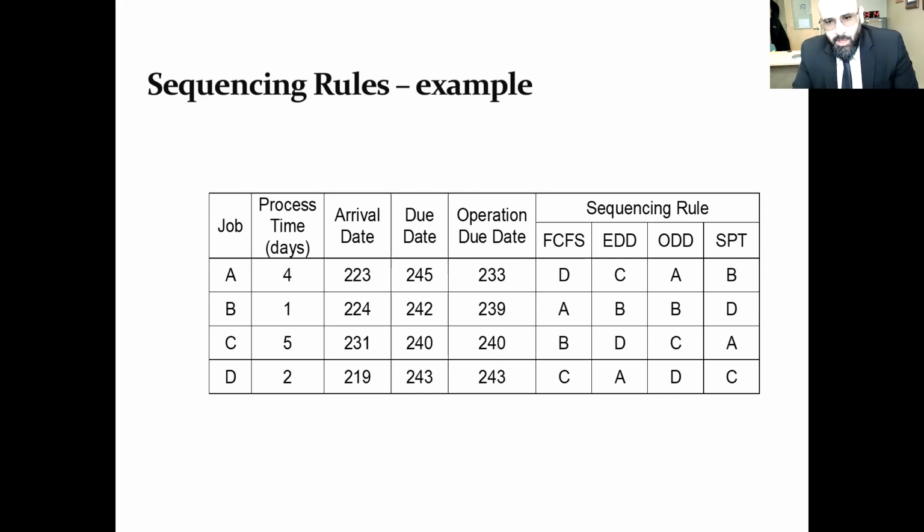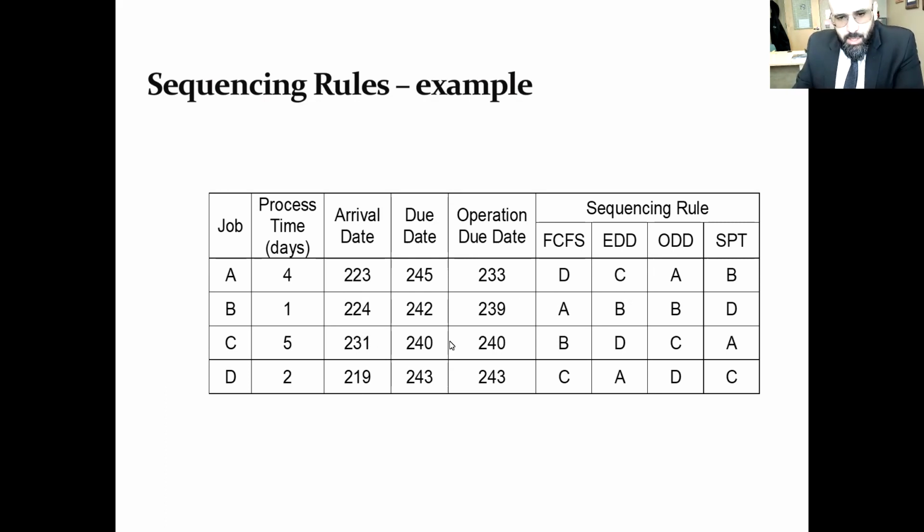So for example, if we're going to use first come, first serve, the first one arrived in this example would be D right here, which came in day 219, and then would be A, which came in 223, and then B, and then C.